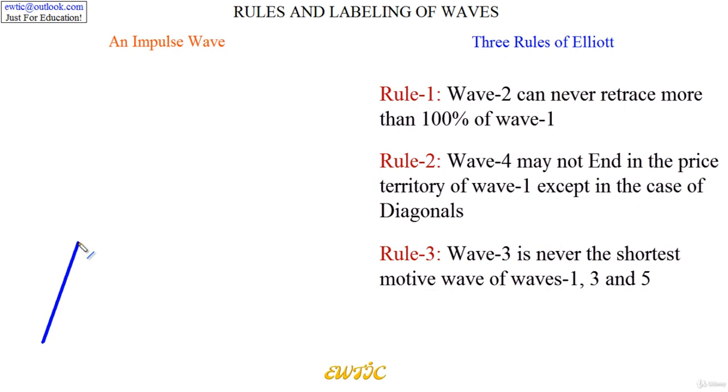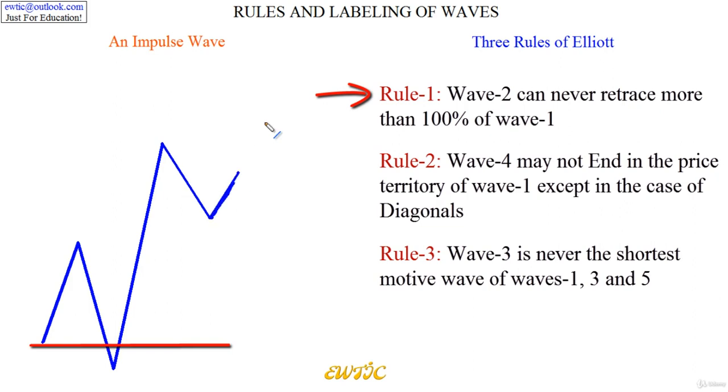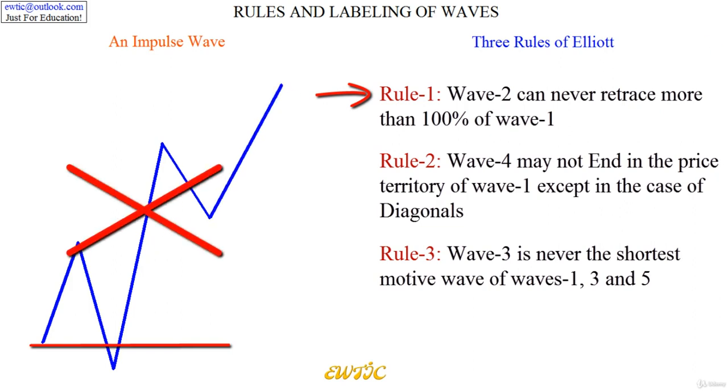This is wave 1, this is wave 2. The first rule of Elliott states that the wave 2 cannot retrace more than 100% of wave 1. That means wave 2 cannot go below the origin of wave 1. This is the origin of wave 1. This wave 2 cannot go below that. If you have this wave 2, 3, 4, 5, this is wrong.